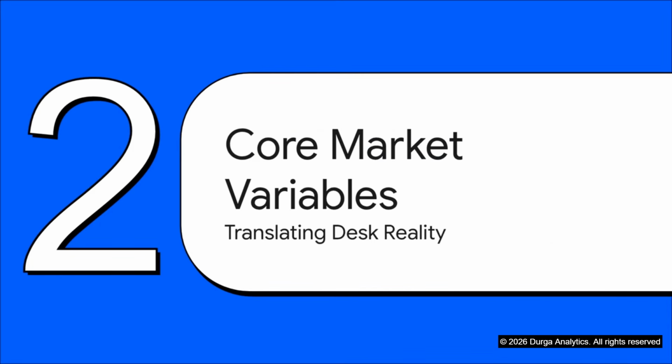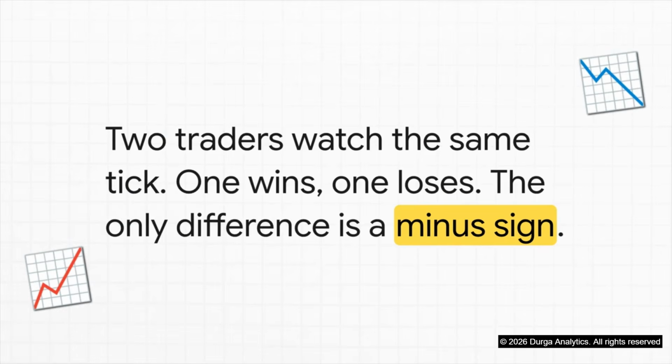Let's move into Section 2, defining core market variables, translating desk reality into data types. Picture this business problem on a real gas and power desk. Two traders are staring at the exact same screen, watching the exact same gas price tick from 30 to 33 pounds per megawatt hour. One trader is grinning, the other is swearing.